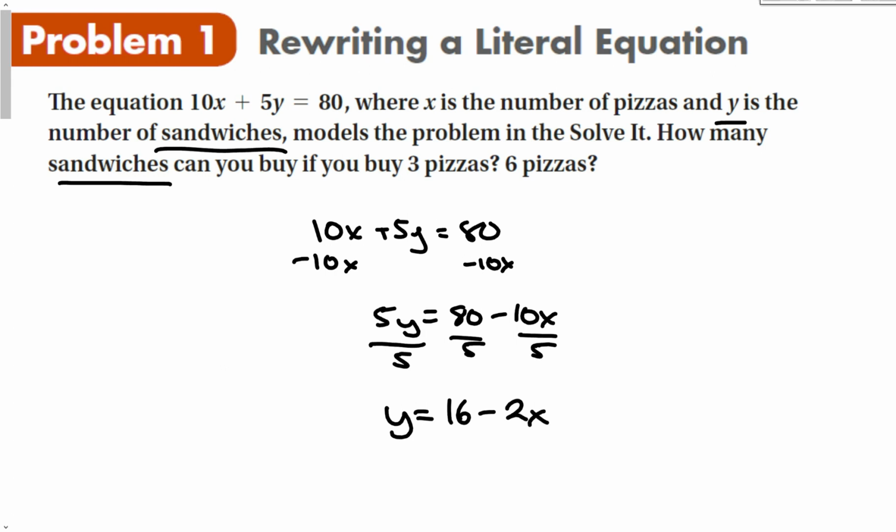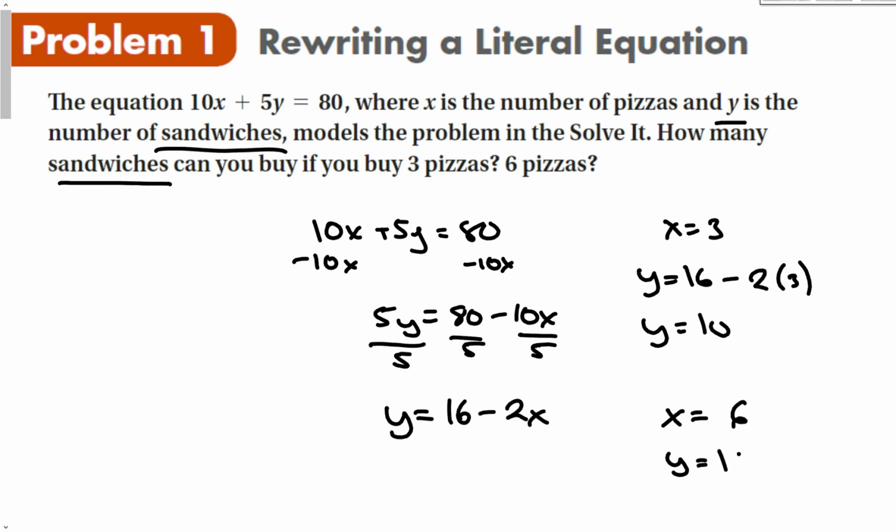So now I have an equation that's y equal to something, that sandwiches is equal to something, and it becomes a little bit easier to figure out, when x is 3, what's y? So y is equal to 16 minus 2 times 3, which gives me y is equal to 10. So if I buy 3 pizzas, I can buy 10 sandwiches. If x is equal to 6, then y is equal to 16 minus 2 times 6, and when I do this, I get 4. So what did we do here? I took an original equation, I rearranged it to come up with a new equation that helped me solve this question a little bit easier.